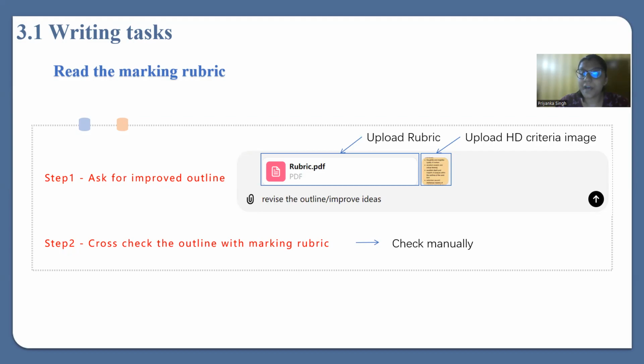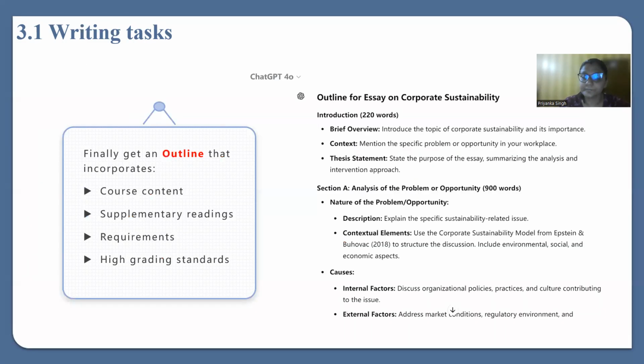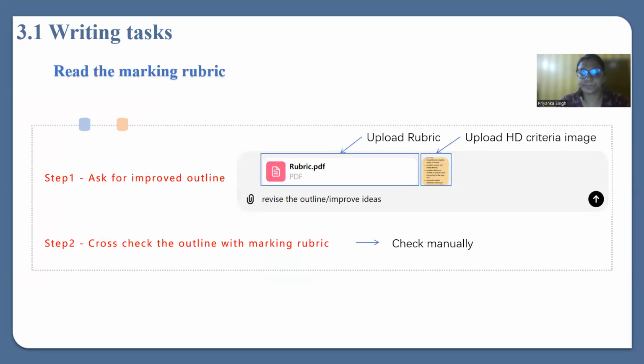Finally, you will get a brief outline that includes keywords from your lecture notes and readings. This ensures your work aligns with the assignment requirements while effectively using AI assistants. For assignments with a marking rubric, upload the rubric and include an image of the HD criteria. Use the prompt, revise the outline or improve ideas to refine the outline.